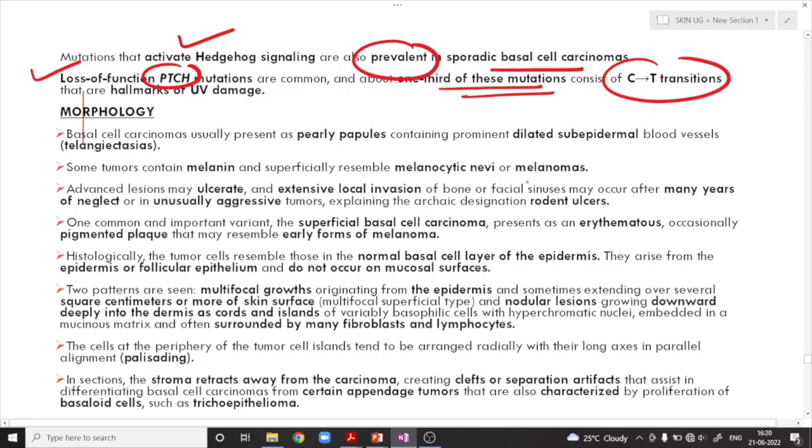Coming to the morphology of basal cell carcinoma, they usually present as a pearly papule, and they contain dilated subepidermal blood vessels. That means these are elevated lesions. They are papules, but they are less than 5 mm. They are very small, and on top of these lesions you will see dilated blood vessels, called telangiectasias.